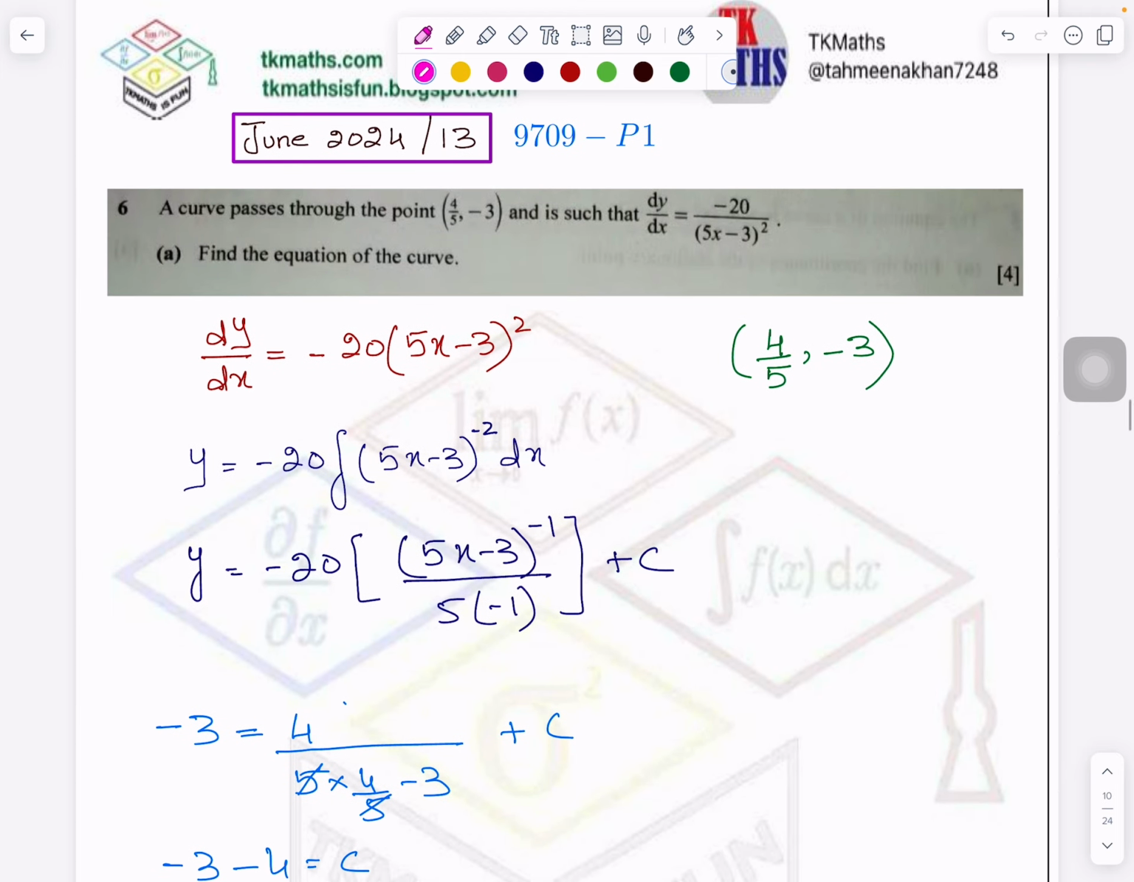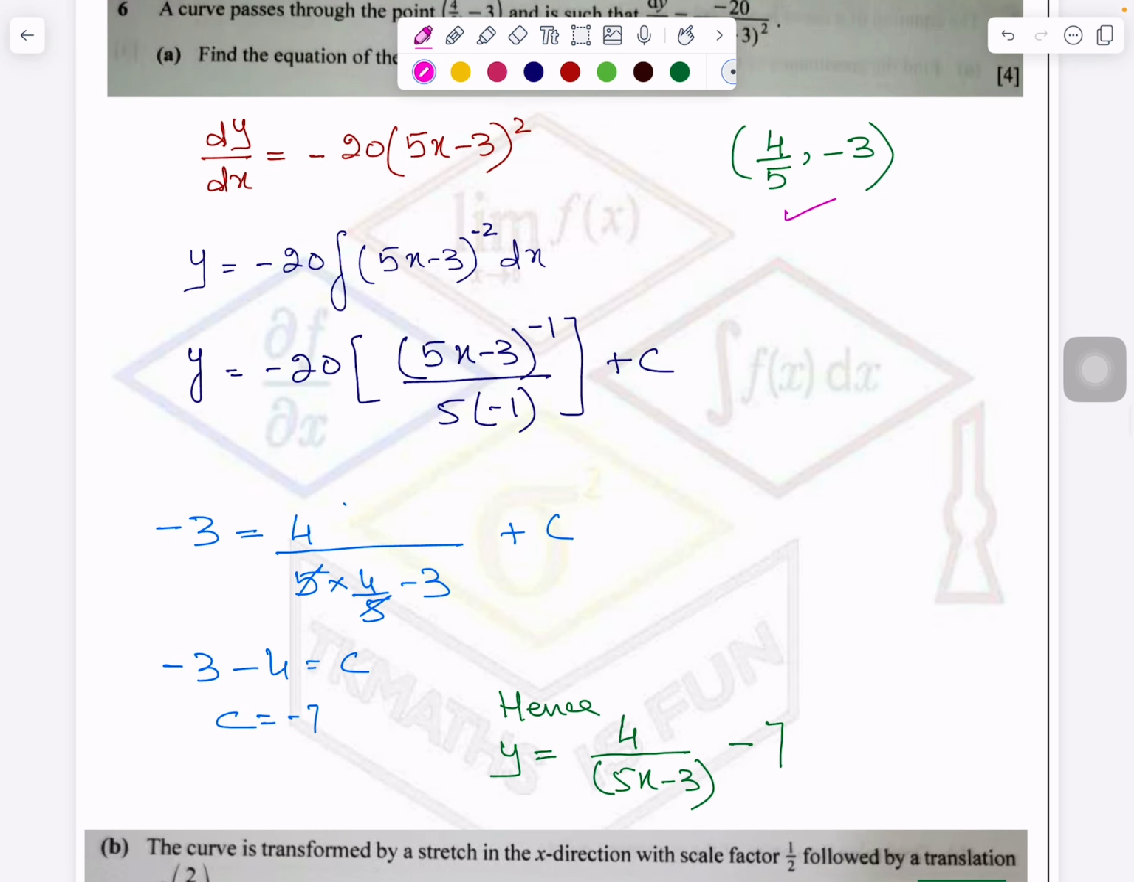Now question number 6: a curve passes through the point this and is such that dy over dx is this. You have to find the equation of the curve. So we know it is an integration question. So simple integration here. The point is given to you on the curve, plugging in to get the value of c, and you find the equation of the curve. Right? This is a simple calculation.